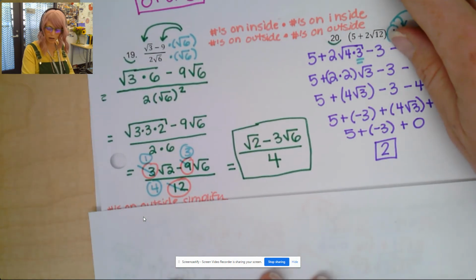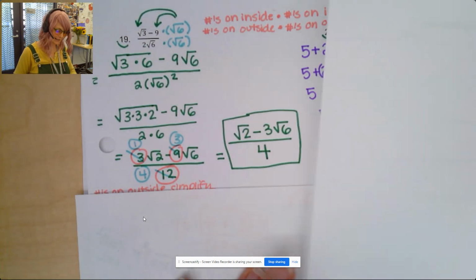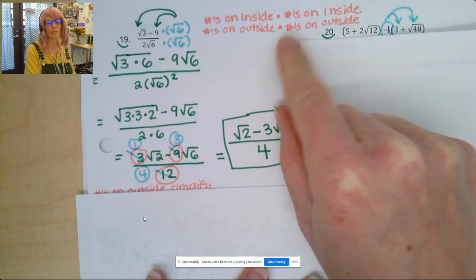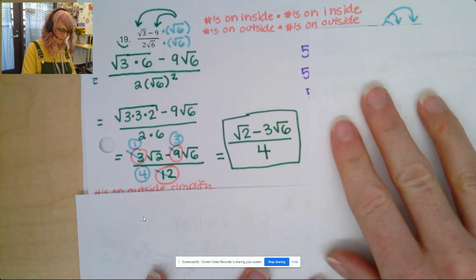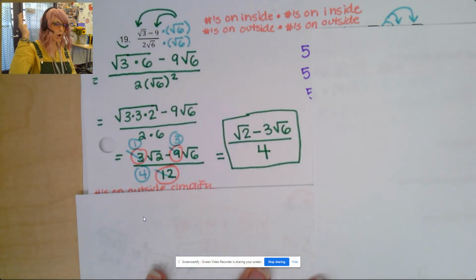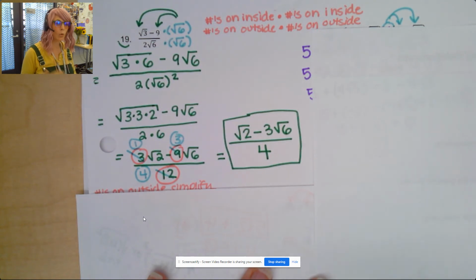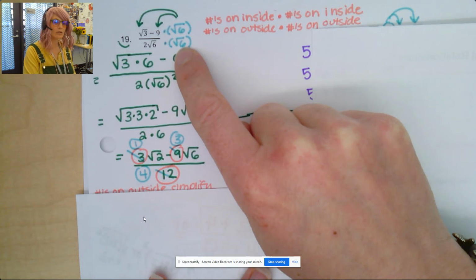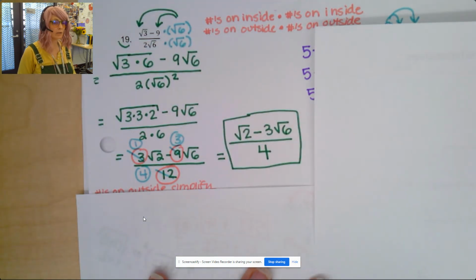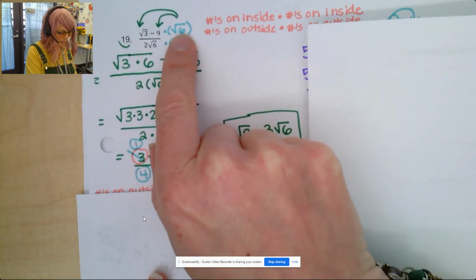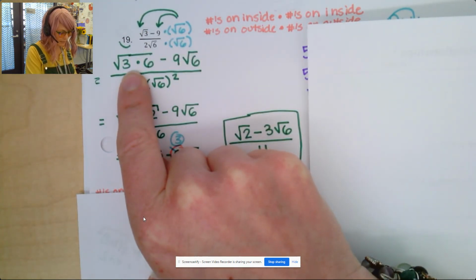Awesome, so let's take a look at 19 together. Remember, numbers on the inside multiplied by numbers on the inside, numbers on the outside multiplied by numbers on the outside. Little reminder there. Because this gets a little bit tricky. So 19, when you are rationalizing our denominator here, please take note that I'm only multiplying by the number under the radical, square root of 6. If you multiply by 2 square root 6, you're going to have a lot more simplifying to do at the end. So taking a look here, root 3 times root 6 is root 3 times 6.